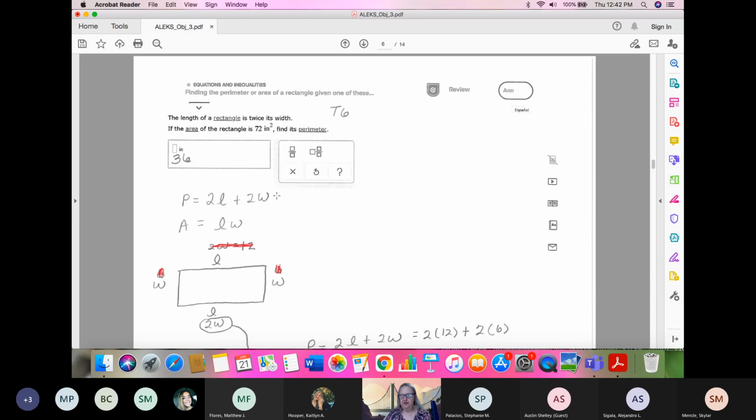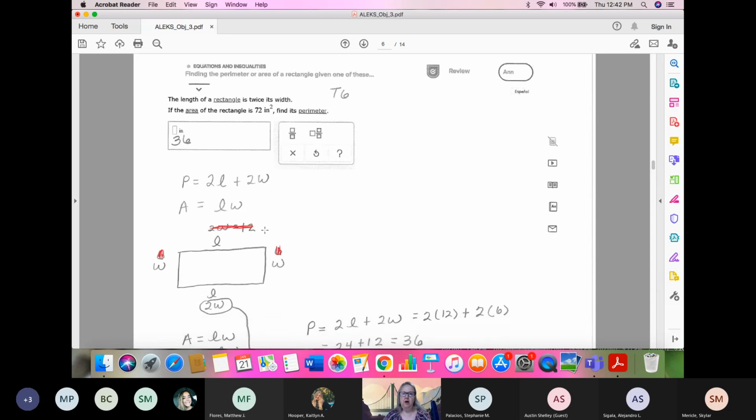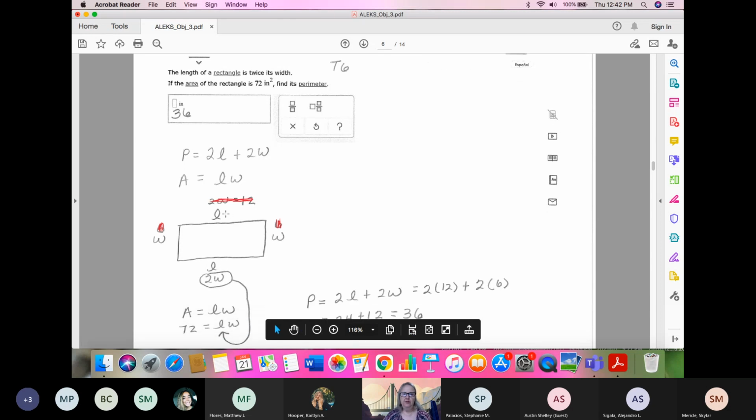First thing, I wrote down the formulas. Here's the perimeter formula. Here's the area formula. Drew a rectangle. Labeled opposite sides with the same variable. In this case, I labeled this side with L for length and this side L for length. The other sides I labeled with W for width. And that's staying true to how I wrote the formulas.